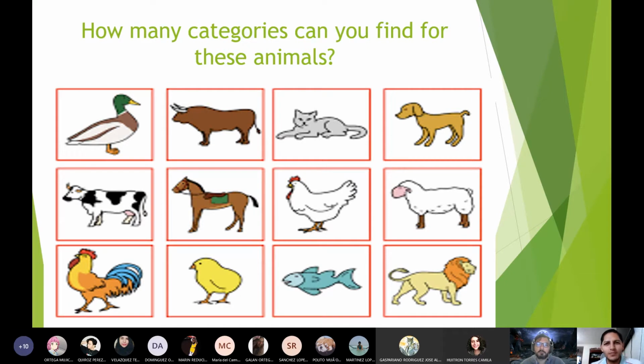How many categories do you think you can find for the animals projected? How many categories could emerge for classifying the animals? Try to think individually. Try to think of five different categories, okay? Five different categories for classifying these animals, just in 1 or 2 minutes. They share commonalities, of course, but they share more differences. That's why we need to categorize them. We need to create a system for classifying these animals.